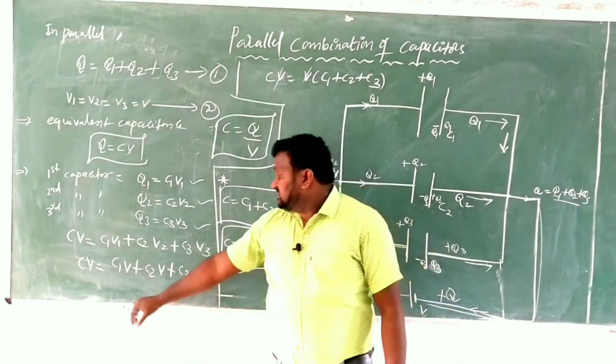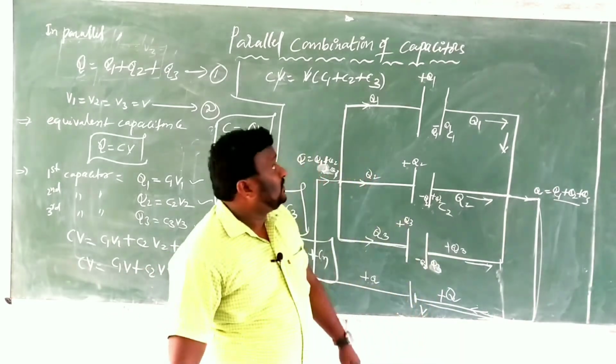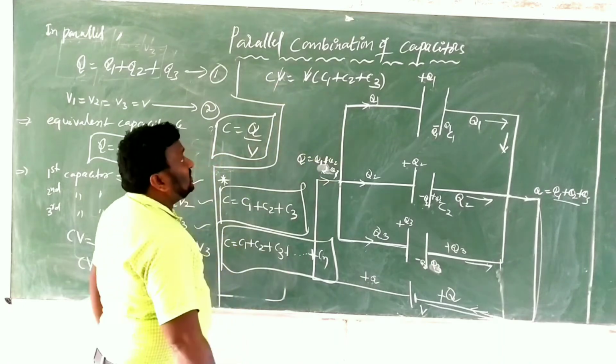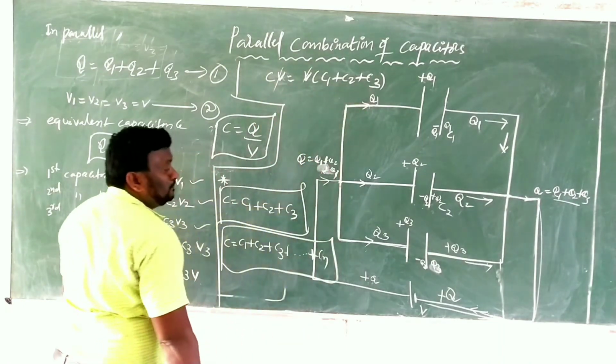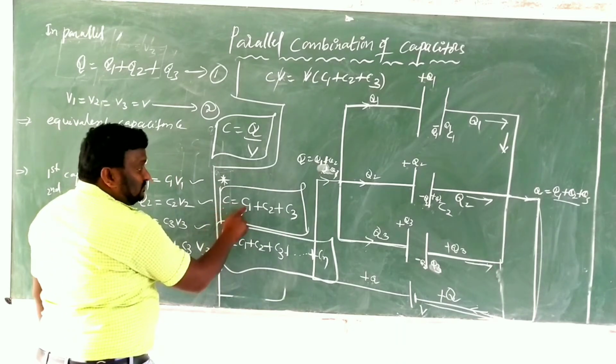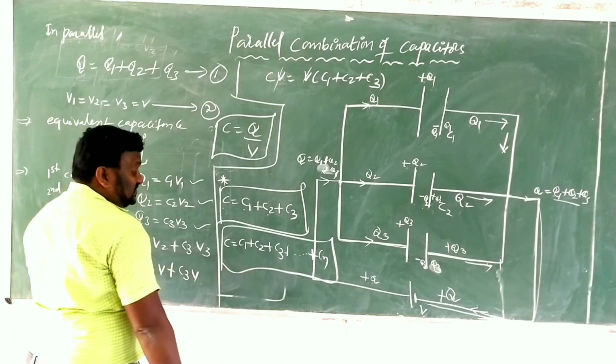From that, what we get? CV is equal to C1V plus C2V plus C3V. Then here V gets cancelled. Then what we get? C is equal to C1 plus C2 plus C3. So here C is equal to C1 plus C2 plus C3. Here if you consider n number of plates, then what do we write?